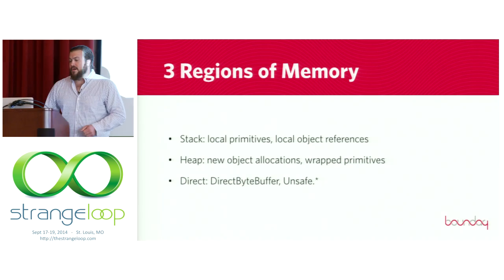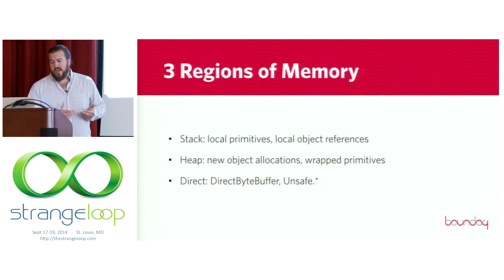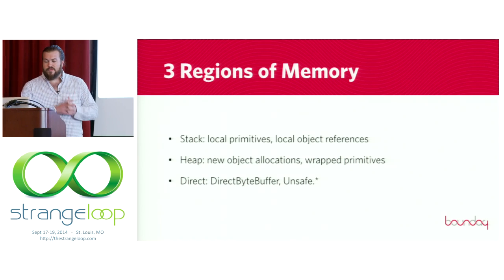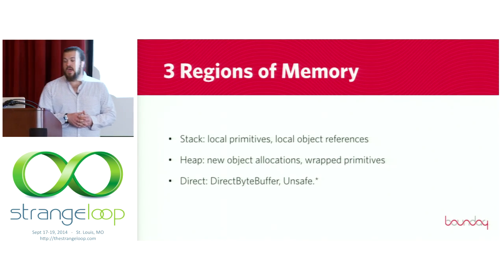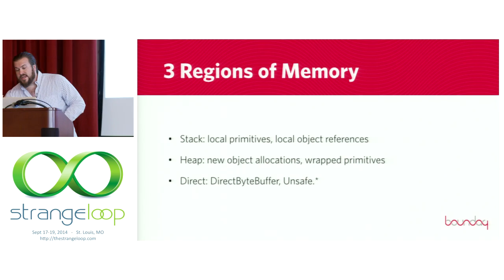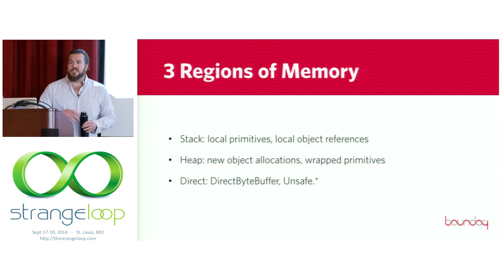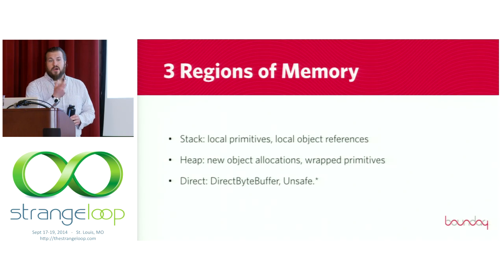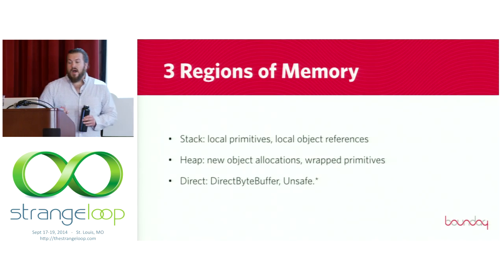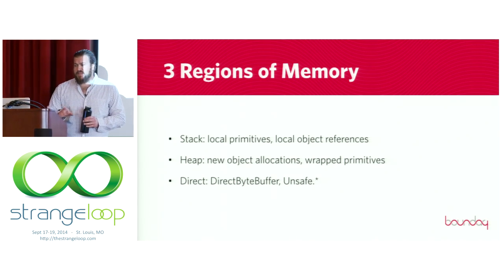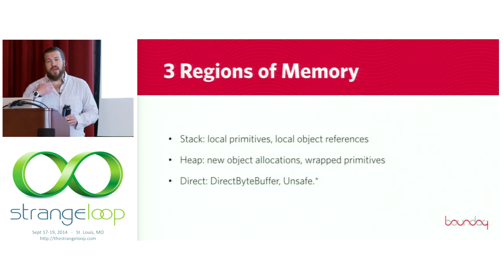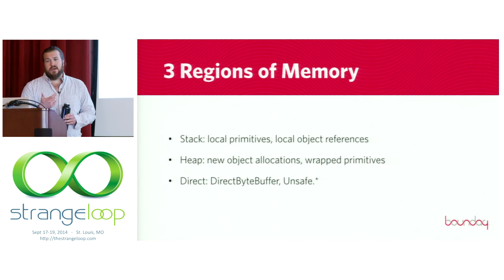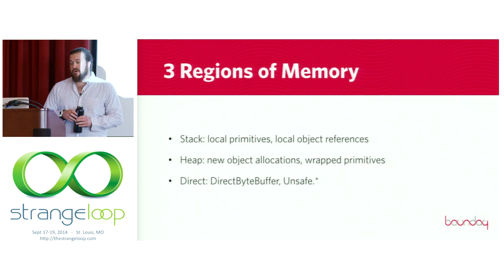Doesn't work right. On the JVM, you basically have three regions of memory that you get to deal with. There's the stack, and the stack gets used for local primitives and local object references. Everything in the JVM is a pointer, so all the pointers you have to the objects allocated out in the heap, you can have them on the stack. The heap is basically any kind of object allocation. Anything that gets instantiated via the new keyword goes onto the heap.